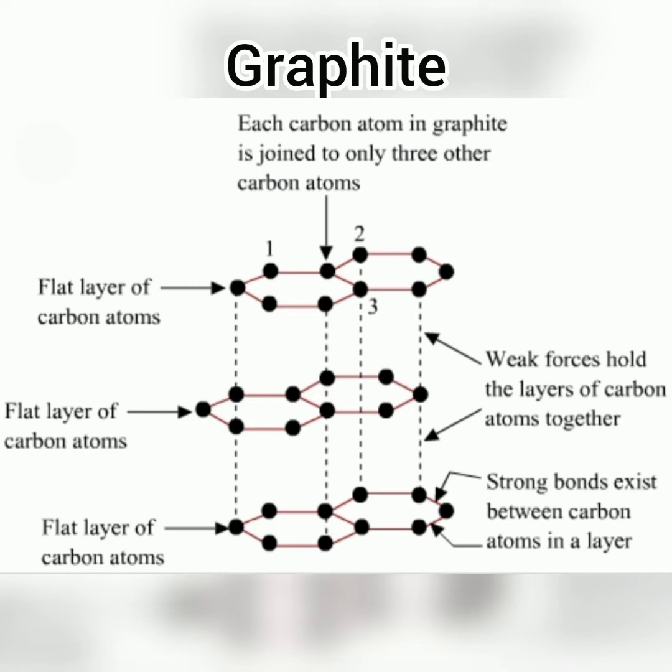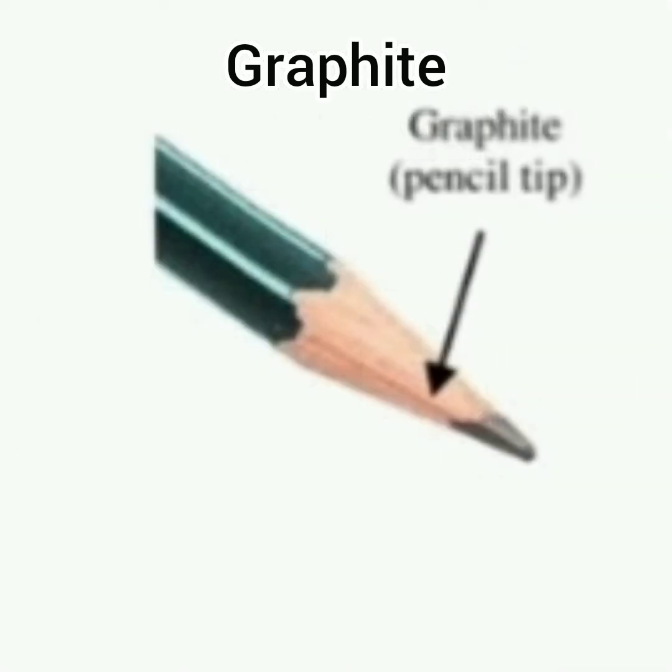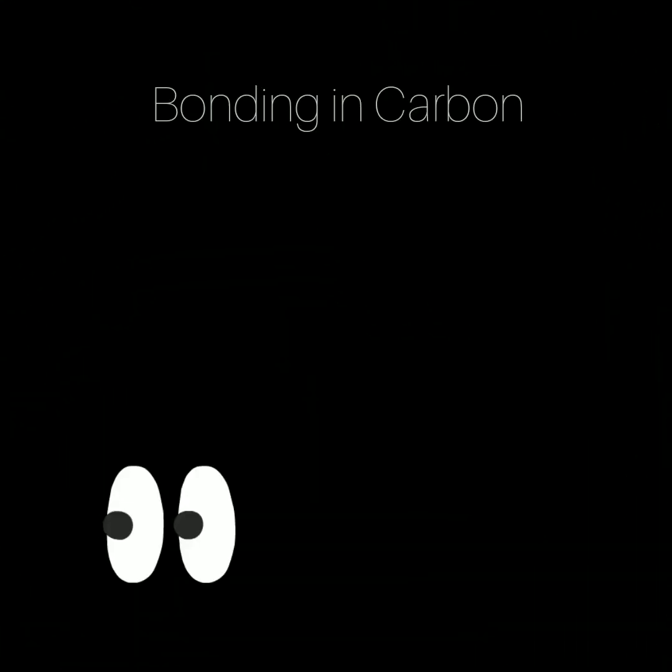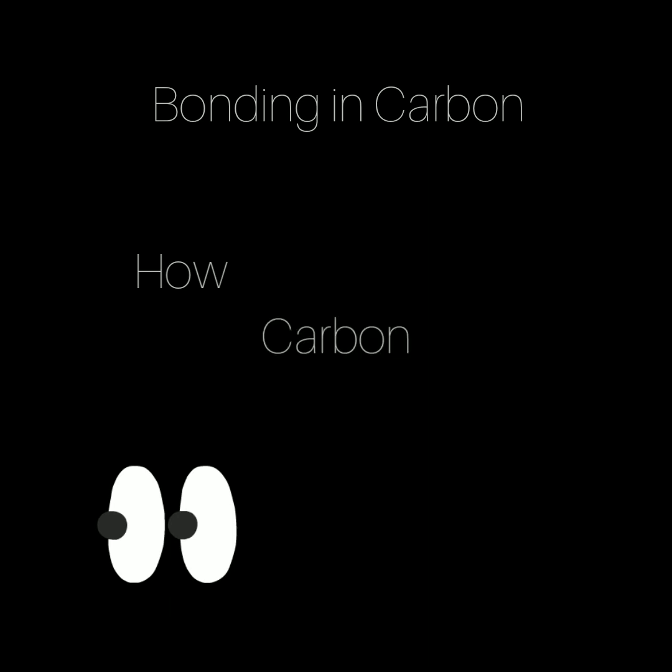Graphite has metallic black appearance and it is used in pencils and lubricants, and also it is a good conductor of heat and electricity. Next is diamond. It has a very clear appearance and it is used in jewelry. Also it is used for cutting and polishing tools. Now an interesting question arises, that how carbon bonds. So now we are going to talk about the bonding in carbon.